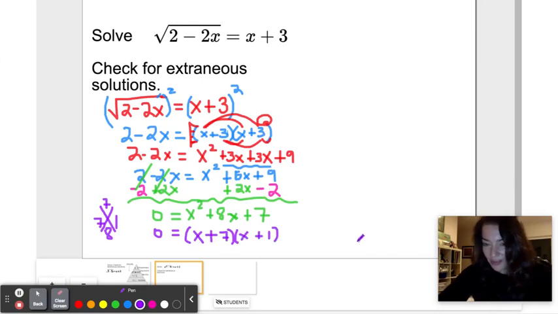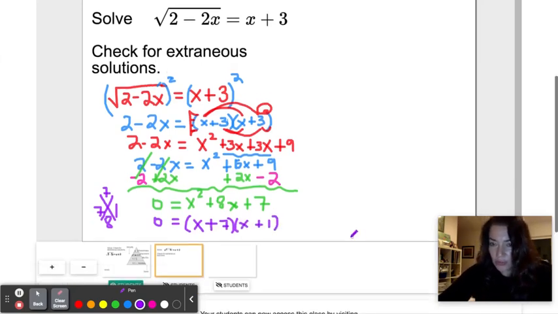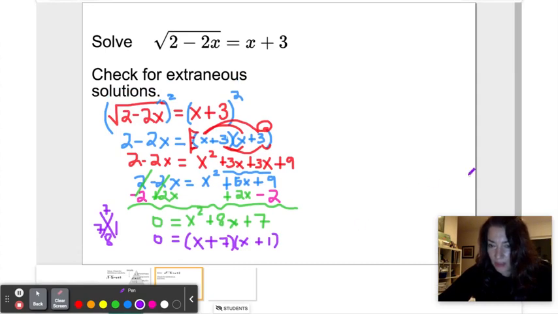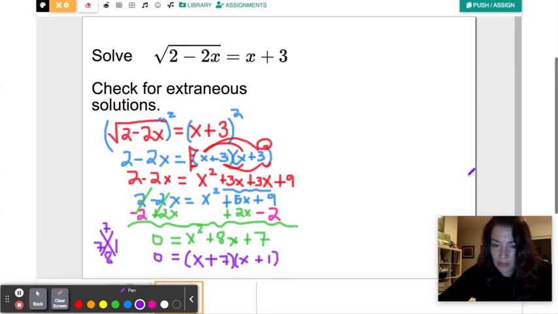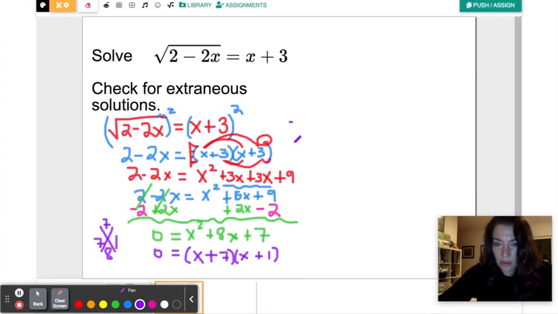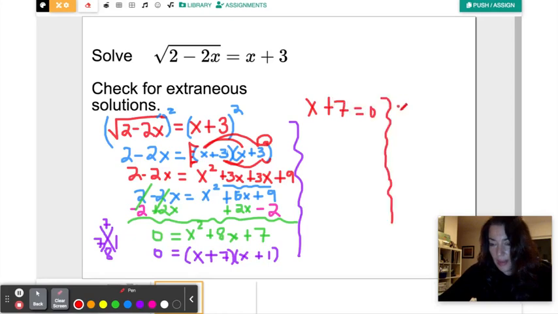Once you have your equation in factored form, what you want to do is use the zero product property and solve for x. Zero product property means that we're going to set x plus 7 equal to 0 and x plus 1 equal to 0. And solving for x on both, I get negative 7. So x equals negative 7.